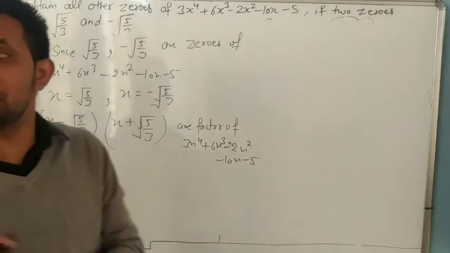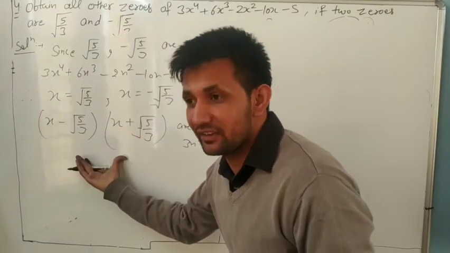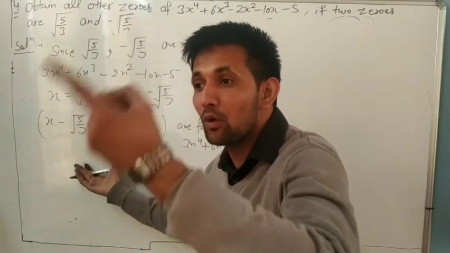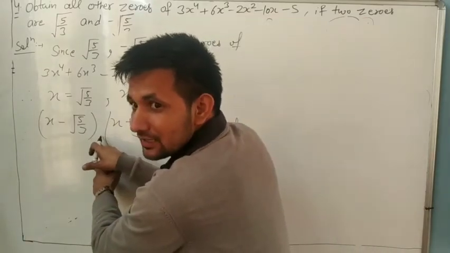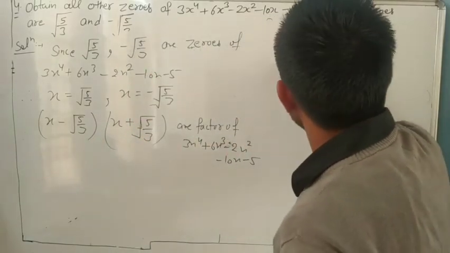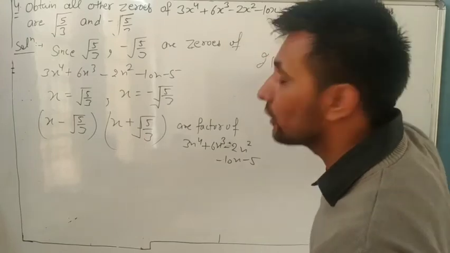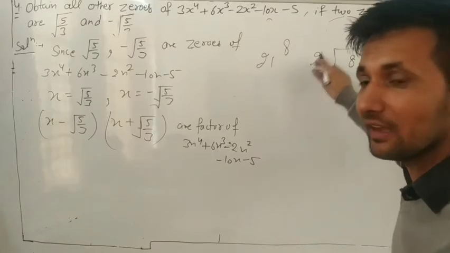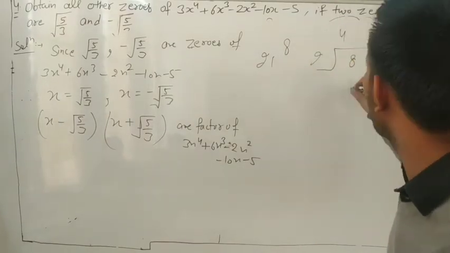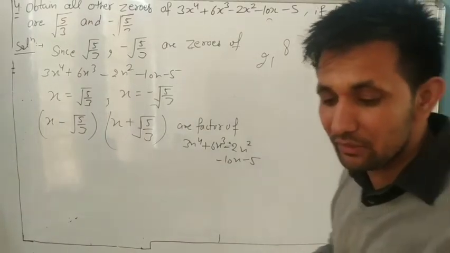And listen very carefully. If it is a factor, can we find one more factor? We will divide this polynomial by the factor. Understand or not? Because if 2 is a factor of 8, what is the other factor of 8? 4, because 2 is a factor. So same as it is, we will divide it.